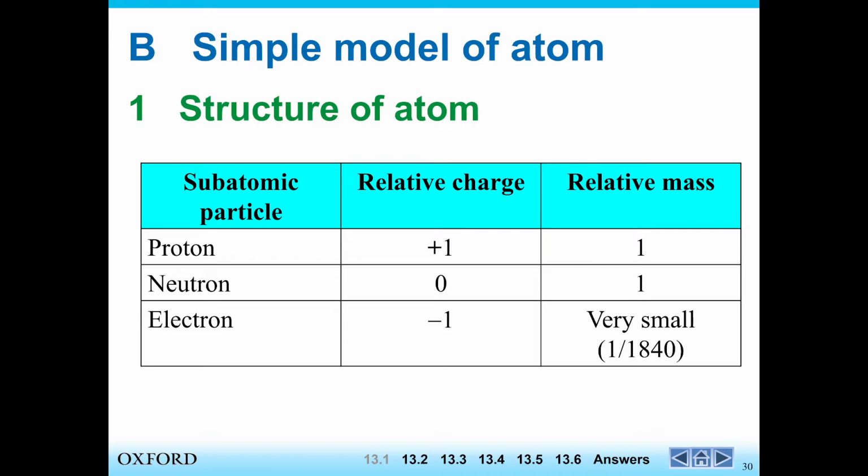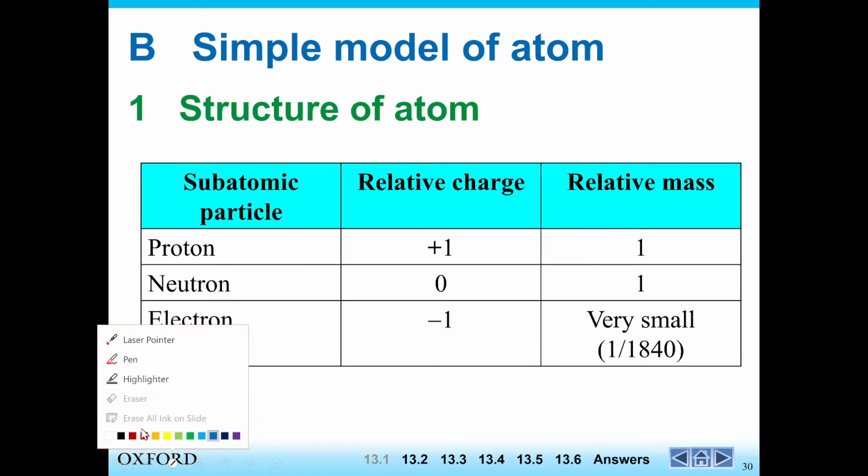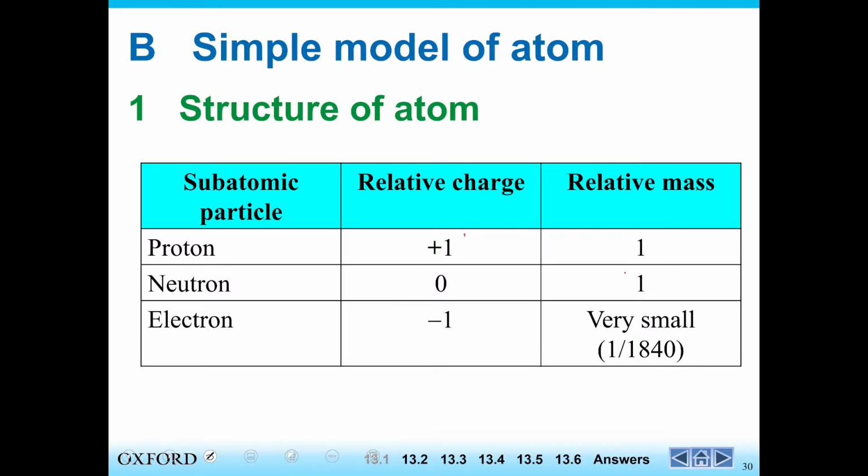Just to summarize so far, protons have a positive charge. If we were to assign a number to it, let's say positive 1. Neutrons, because they are neutral, have no charge, so if you assign a number to it, 0. And electrons, because they are negatively charged, we'll assign -1.